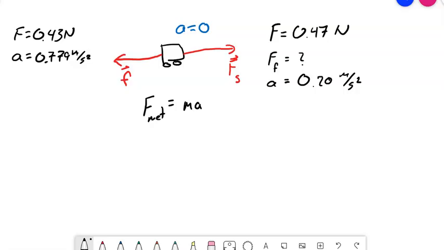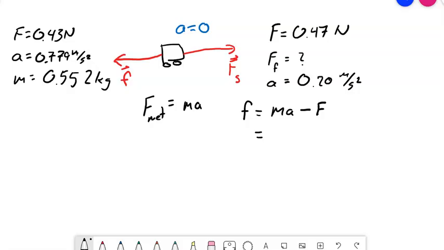So let's go ahead and do some calculation here. That's easy enough. We take the force 0.43, divide that by 0.779, and that gives us a mass m of about half a kilogram. So call it 0.552 kilograms. Okay, now that we know that, to find the frictional force F, all we need to do is take the acceleration, ma, subtract the applied force, and that will give us our frictional force.